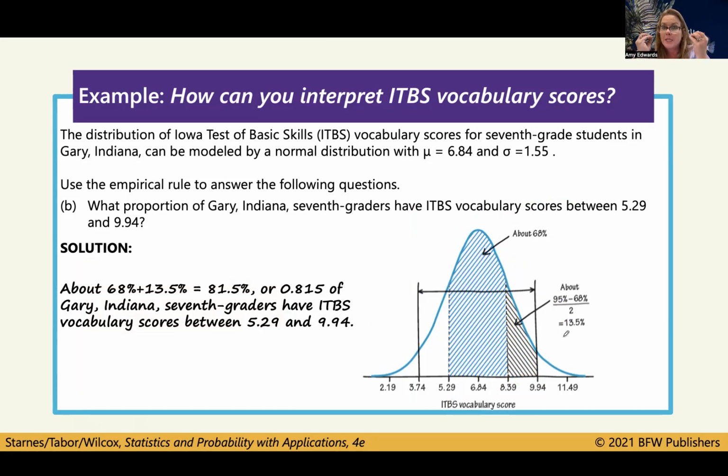So this is how you have to look at it. They're like puzzle pieces. If this was an entire puzzle here, if I take this middle section out right here, that's 68%. That's going to leave me with 27% left over. I only want half of 27. That's 13.5. And I got to add those two together.